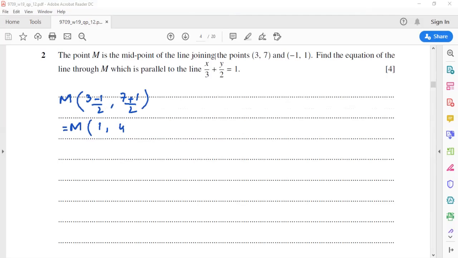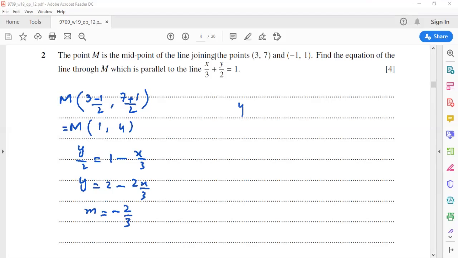1 and 4. Now it is parallel to this line. So let's make y the subject from here. y over 2 equals 1 minus x over 3, so y equals 2 minus 2x over 3. So the gradient of this line is minus 2 over 3. Since the required line is parallel to this, it will have the same gradient.